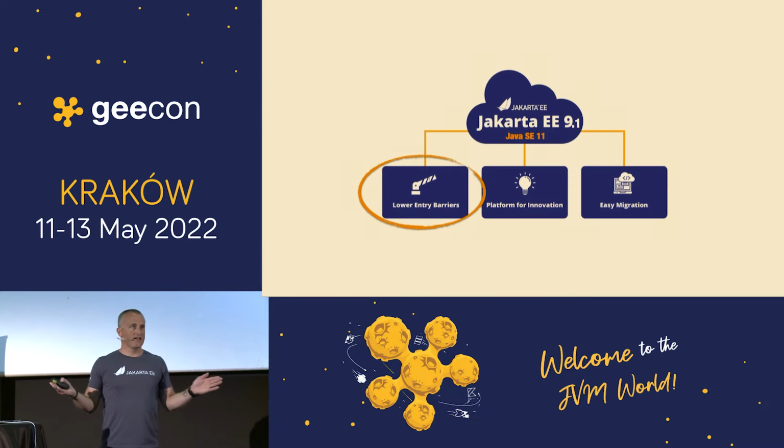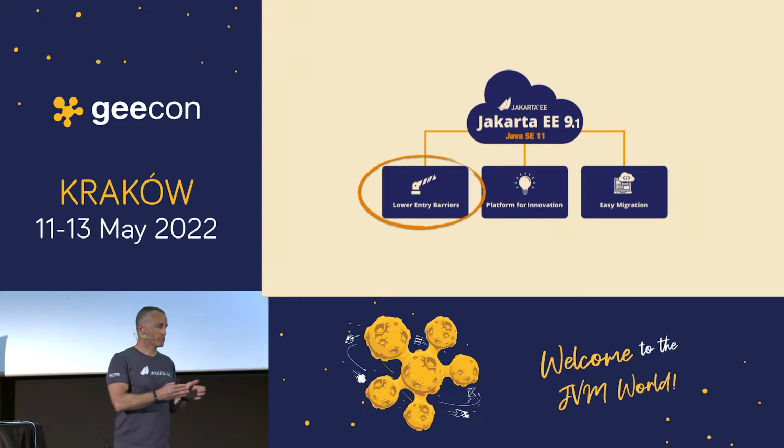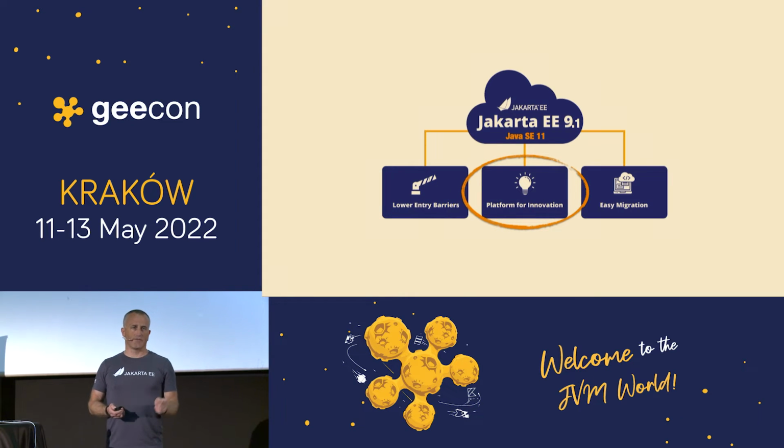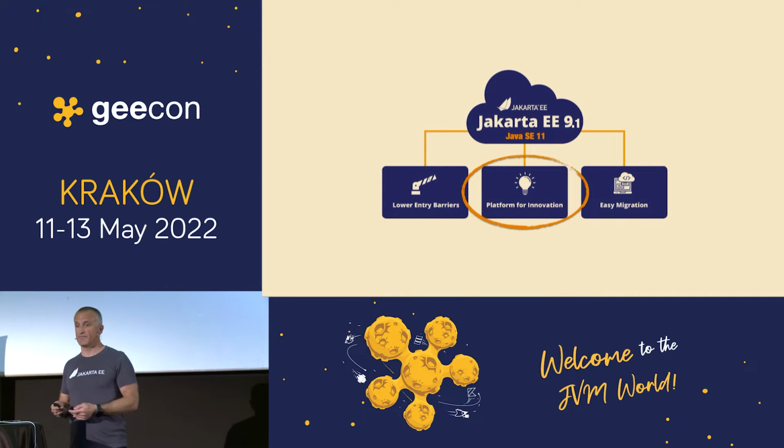The key areas in 9 were to lower the entry barriers for new implementers. That means we removed some optional APIs so that everybody doesn't have to implement everything optional in the specifications. That makes it possible for new vendors, new players on the market, to get certified with their application server without too much effort. We also wanted to establish Jakarta EE as a platform for innovation, and I'll show at the end how we have actually succeeded with this, because there are a lot of new specifications coming in, and you can see all the stuff that is coming in Jakarta EE 10.